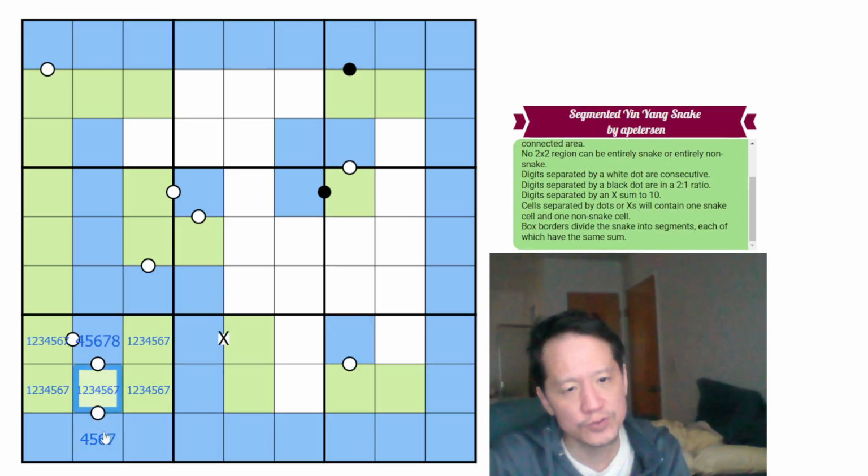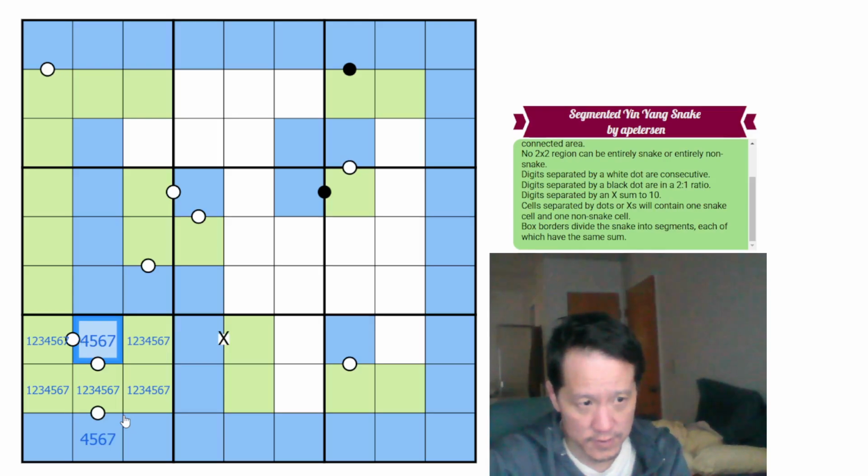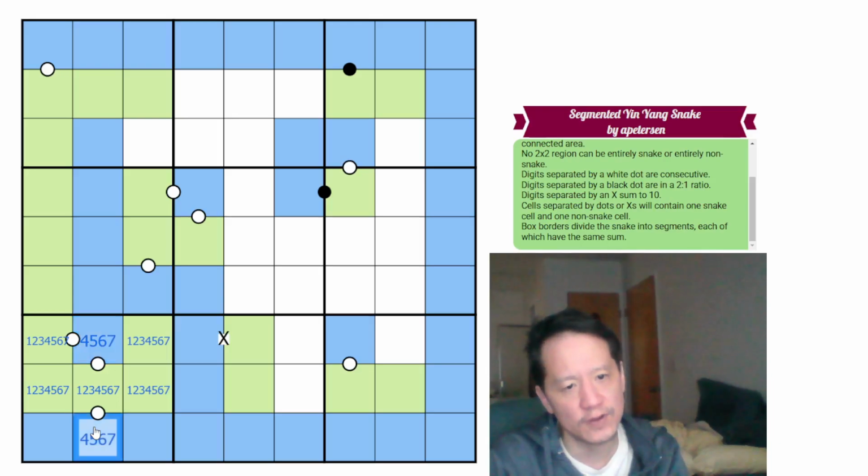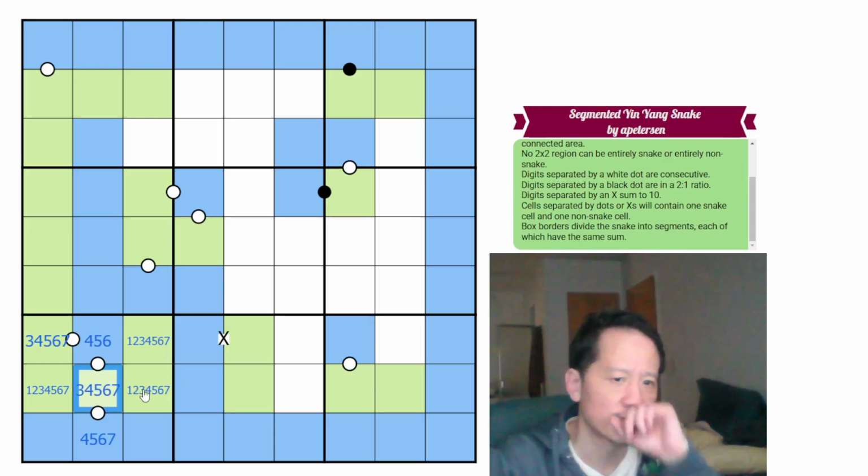This is 4 through 7. This can never be 8. So if this is 7... Well, this can't be 7, because then this would have to be 6 and 8 surrounding it. So therefore, that can't be 7. This is 4, 5, or 6. So what's consecutive with that could be 3, 4, 5, 6, 7. This cannot be 1 or 2. It would be 3, 4, 5, 6, 7.